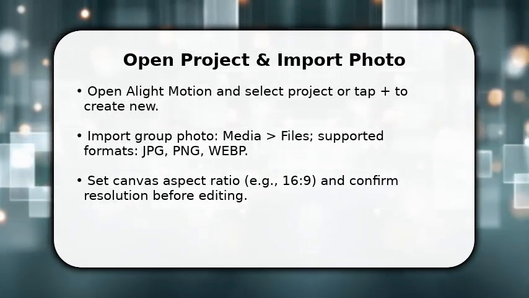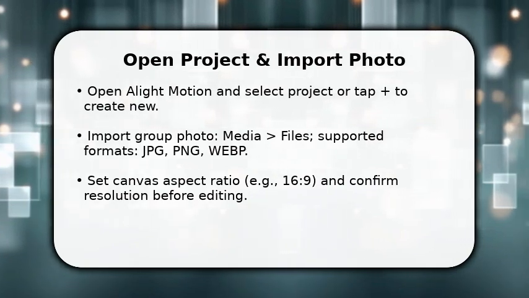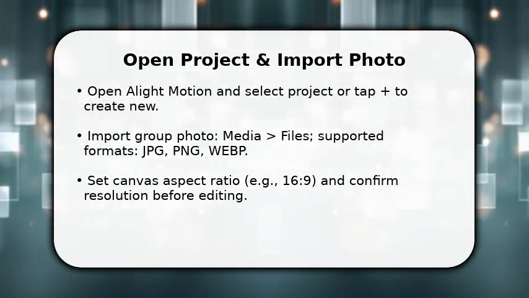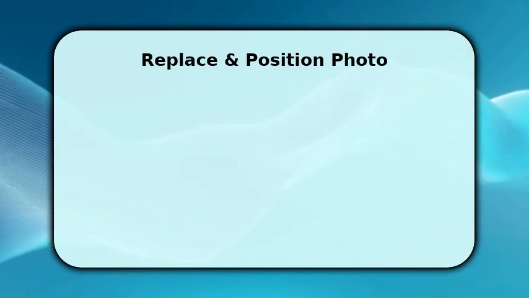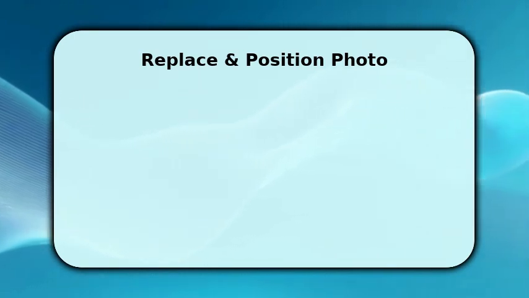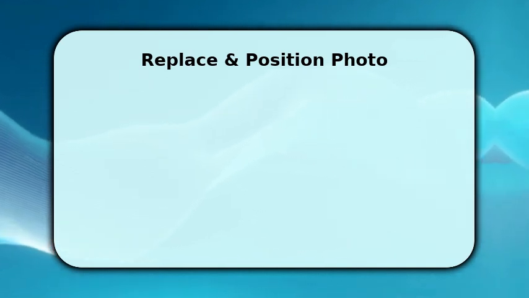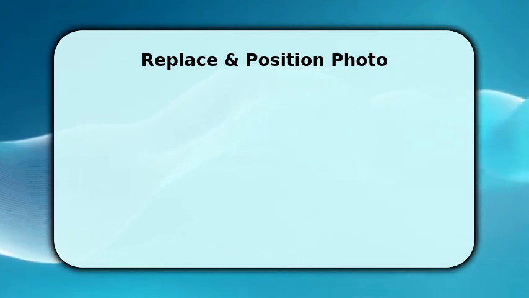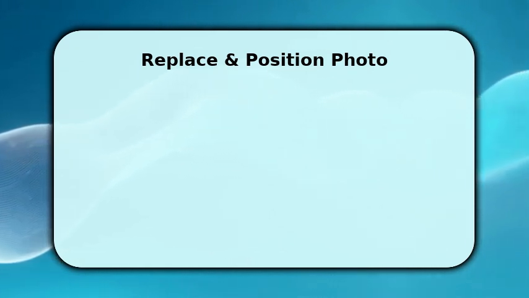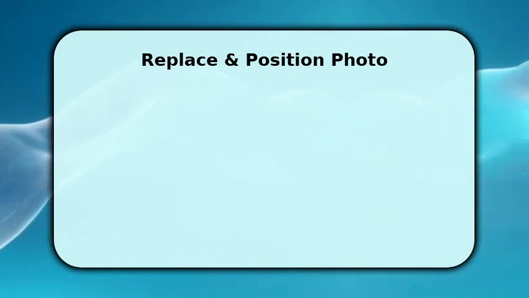You now replace and align the new group photo on the timeline. Select the photo layer and tap Replace so the original timing stays intact. After replacing, use transform controls to position, scale, and rotate. Two-finger gestures let you nudge it precisely. If faces or composition need trimming, apply a rectangular or ellipse mask and feather the edges slightly so the transition looks natural. These steps keep motion.